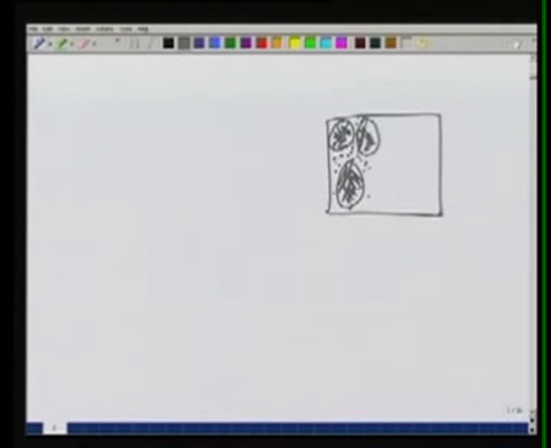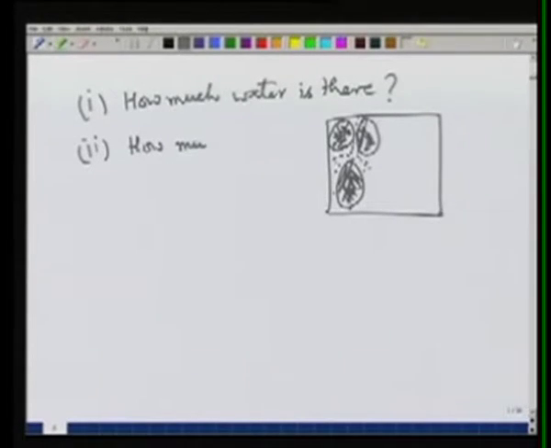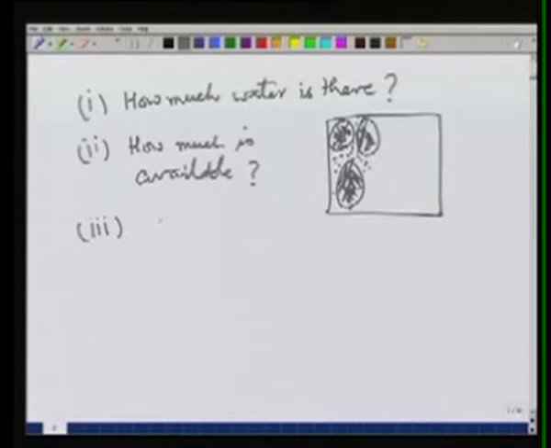So there are two things which we are interested in: how much water is there and how much can be taken out and how fast it can be taken out. So the questions which we need to answer is how much water is there. This is the first question. Second is how much can be taken out, because all the water which is present there may not be taken out because some of it will be attracted to the grains and will not be available. So from a water sources engineer point of view, we have to look at how much of this water is available for us. And the third thing which is also important is how fast can this be taken out.